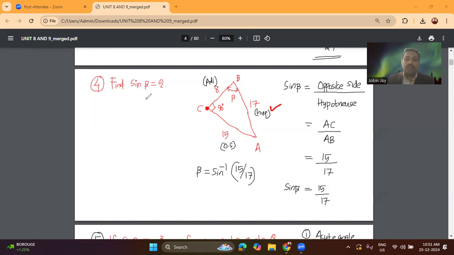So what is the relation to find sine beta? Sine beta is equal to opposite side divided by hypotenuse. So opposite side is AC. AC divided by AB. AB is the hypotenuse. So 15 divided by 17. So the answer is sine beta is equal to 15 divided by 17.